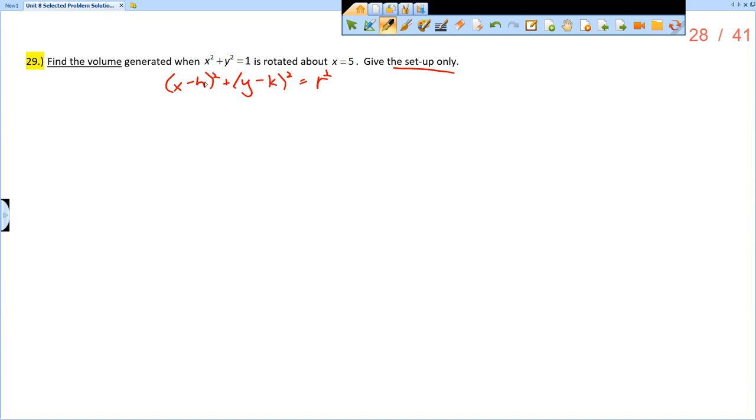Now, sometimes we would give this equation in y equals form. If I solve for y, I get y equals plus or minus the square root of 1 minus x squared. We do need that because if we're going to integrate, we're going to need this to be in the appropriate form.